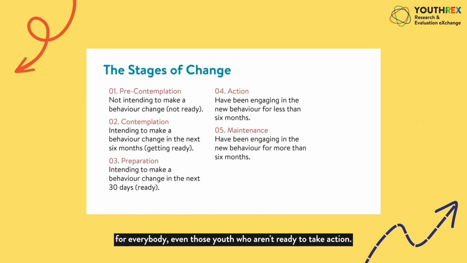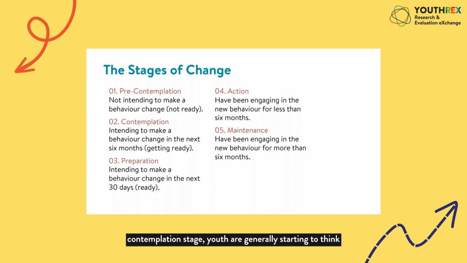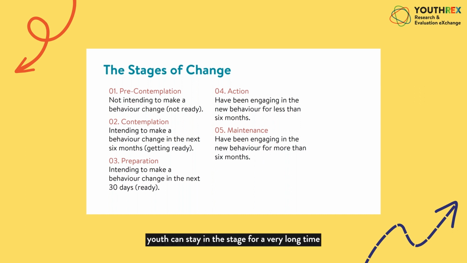Even those youth who aren't ready to take action. So in the contemplation stage, youth are generally starting to think about changing in the next 6 months. They're more aware of the pros of changing, but they're also acutely aware of the cons. So youth can stay in this stage for a very long time as they weigh the costs and benefits of making that change. Youth in this stage are often characterized as ambivalent. Again, traditional action-oriented programs are not effective for youth in this stage because they're not ready to act immediately. They're just starting to think about it.